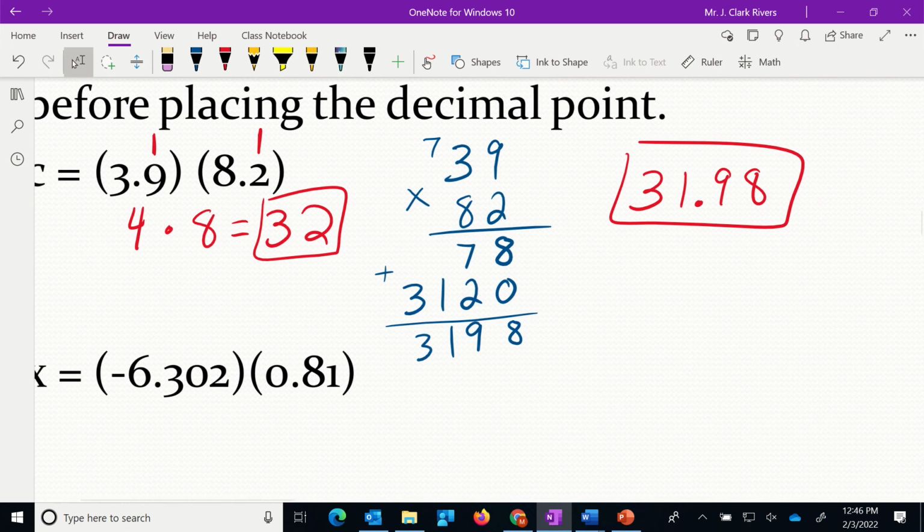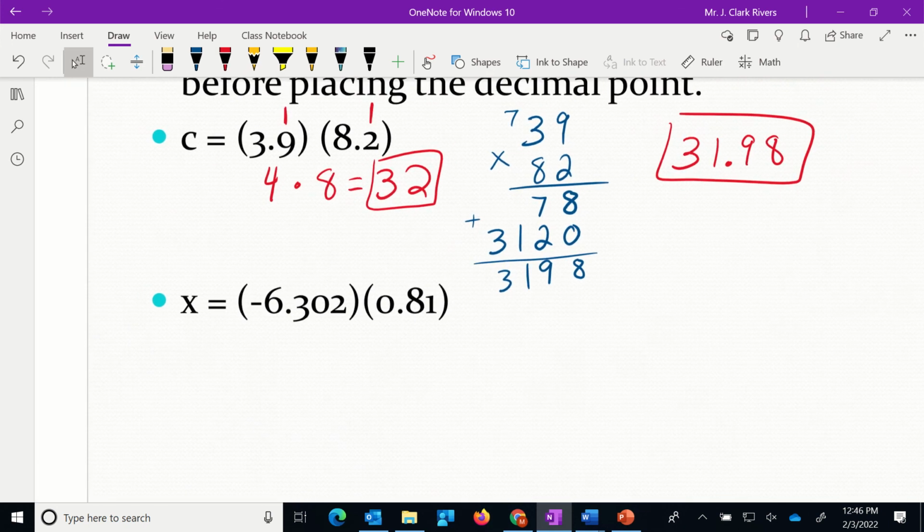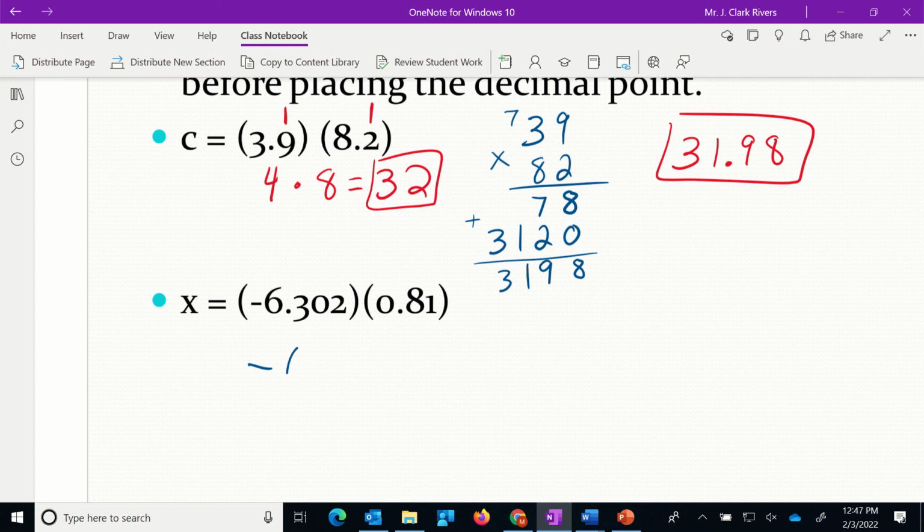Okay, with this next one here, who have I not talked to today? Connell. On this problem, what do you want negative 6.302 to be? Negative 6. Let's make that negative 6, everybody. Why is that happening? And we're going to multiply by, what do you want 0.81 to be? 0. Oh, sorry, 1. Let's make it 1. What's negative 6 times 1, Connolly? Negative 6. So there's your estimate.